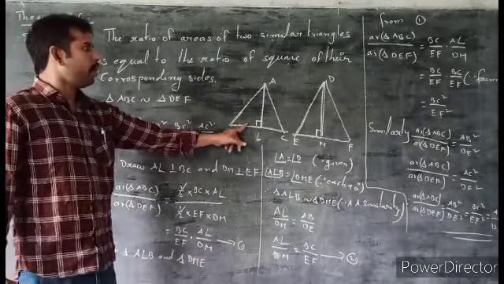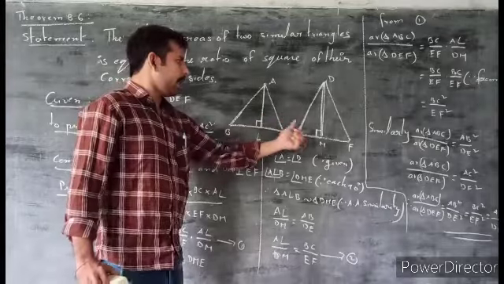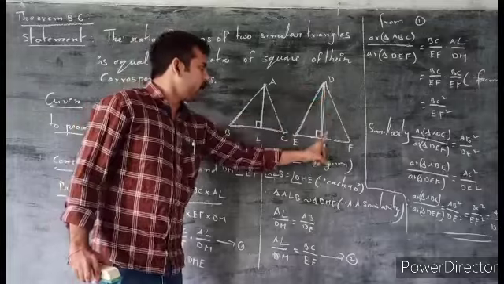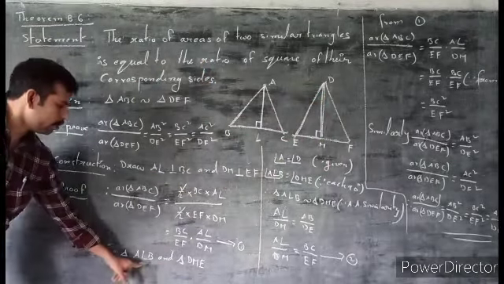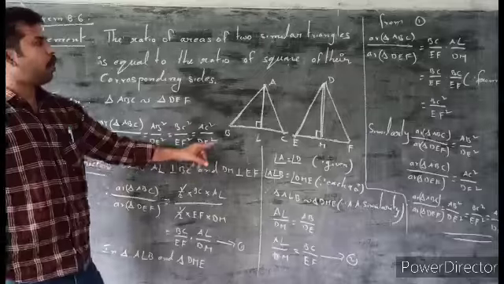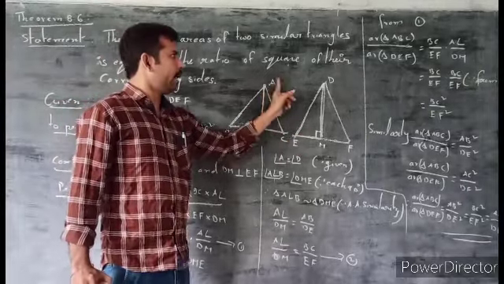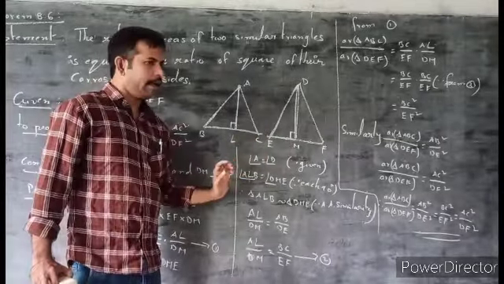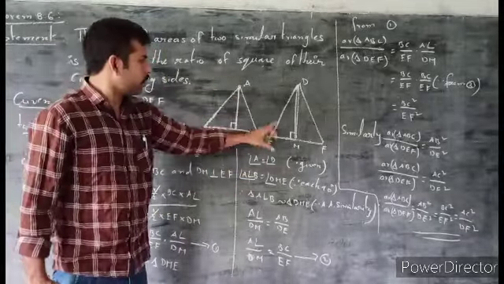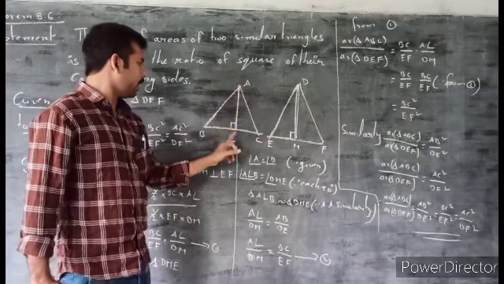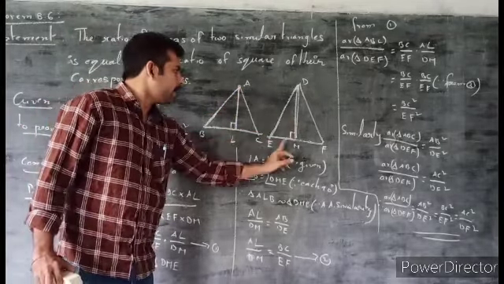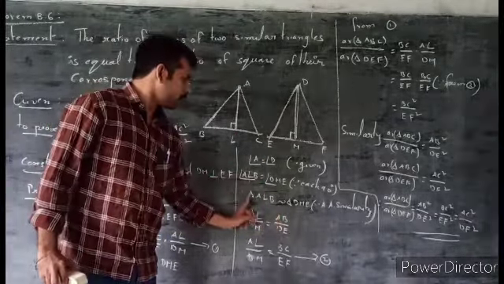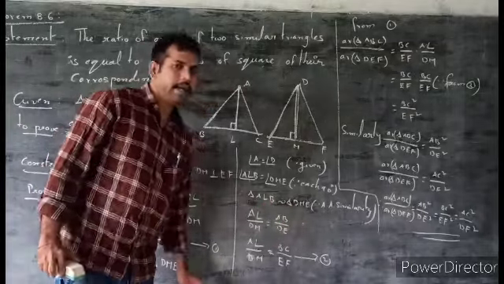Then the corresponding right angle triangles are triangle ALB and triangle DME. In triangle ALB and triangle DME, corresponding angles are equal. Angle A equal to angle D, angle B equal to angle E, angle L equal to angle M. Here the right angles are equal: angle ALB is equal to angle DME, each 90 degrees. So the two triangles are similar, triangle ALB similar to triangle DME.